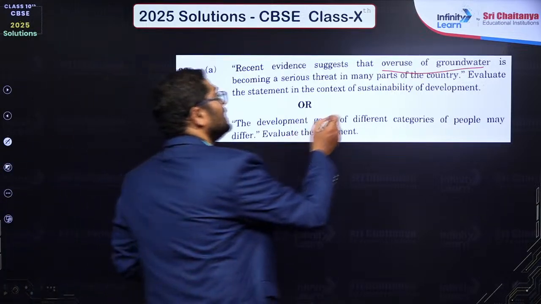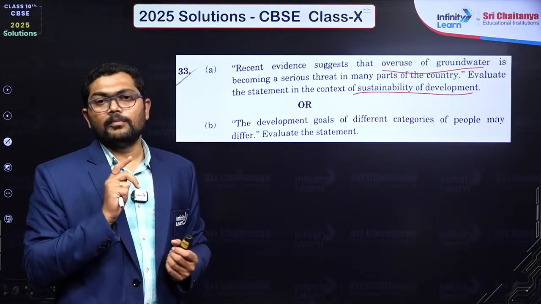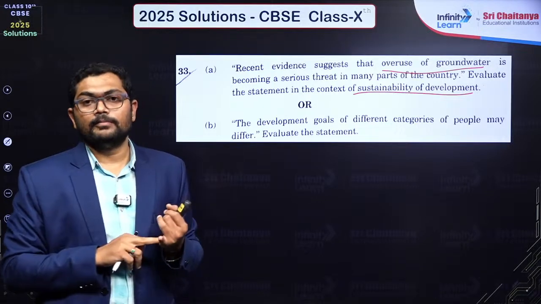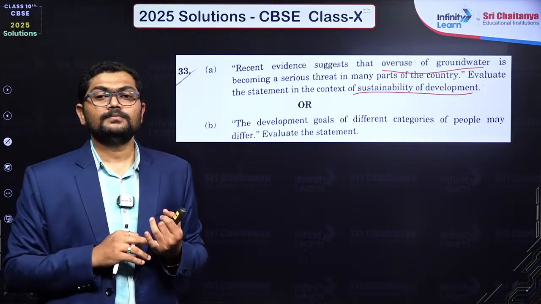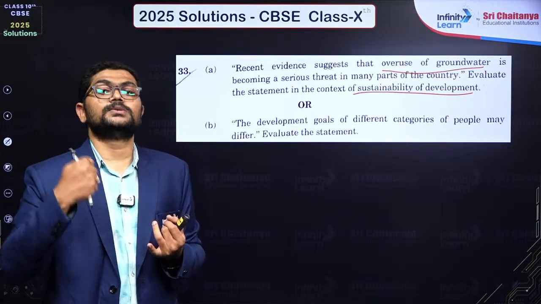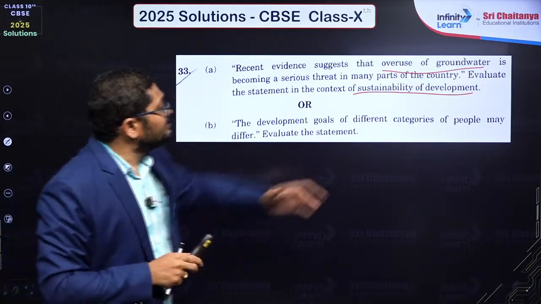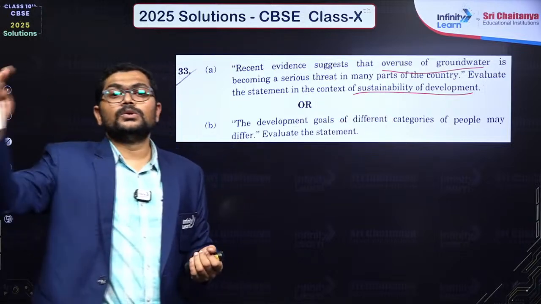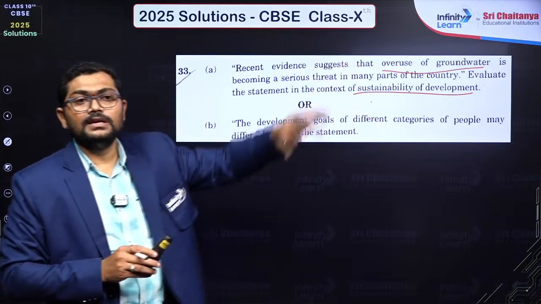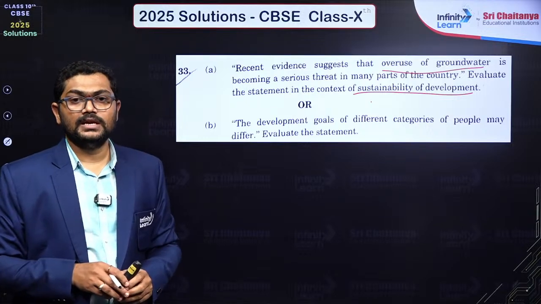Here we need to understand sustainability of development. We have 2 concepts here: sustainable development and sustainability of development. Whenever we talk about sustainable development, we refer to the process where we do not compromise the needs of the present generation, and at the same time we reserve the resources for future generations. Sustainability of development means consistent growth or consistent development. That's what we need to write for question 33A.